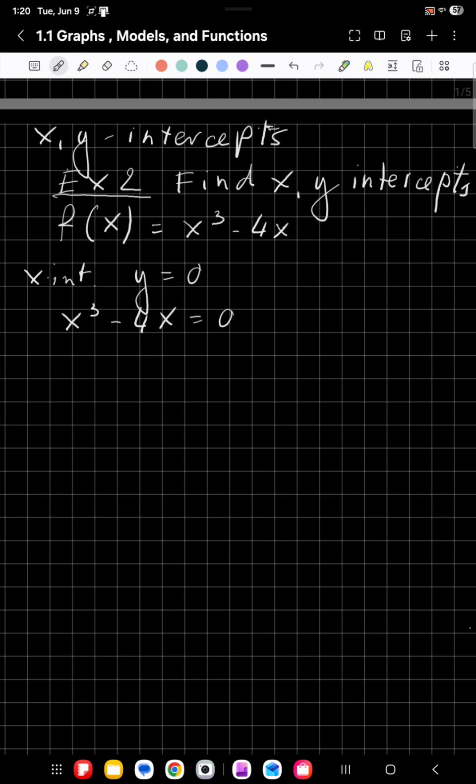There's a couple of ways we could solve it. I think the easiest way would be maybe to factor x out. So factoring x out, what I have left is x squared minus 4 equals 0. And now I can factor that expression inside parentheses. Right? So we have x plus 2, x minus 2.